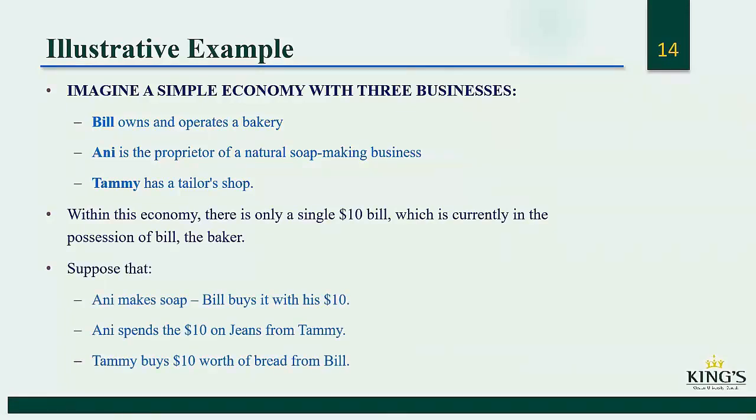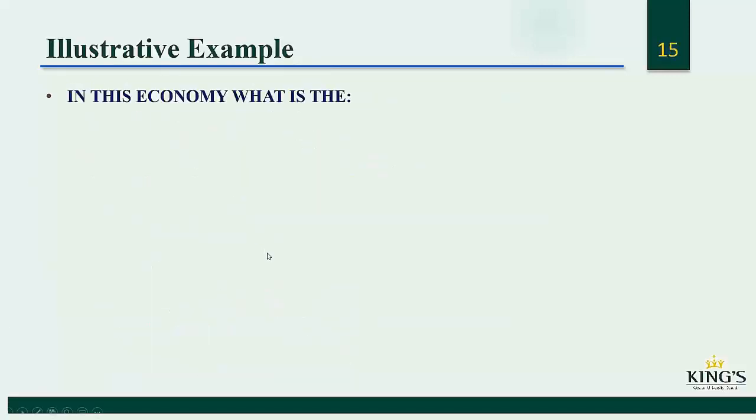So now suppose that Annie makes soap. Bill, who initially has the $10, buys it from Annie. Okay, so now Annie has $10 in income. And then Annie's going to spend that $10 on jeans from Tammy the tailor. Now Tammy has the money and she's going to buy $10 worth of bread from Bill. Okay, so let's suppose that in this simple economy, that's the only economic activity that happened.